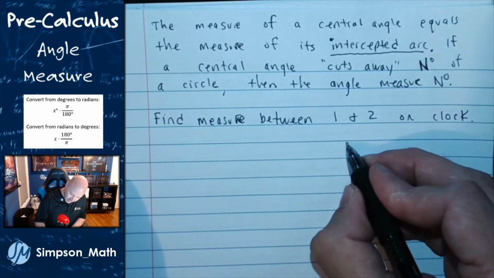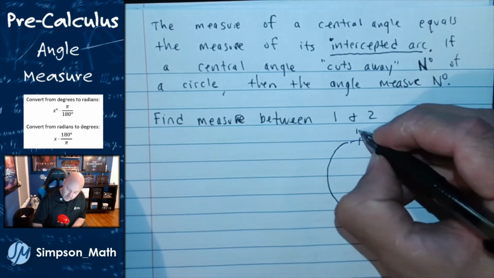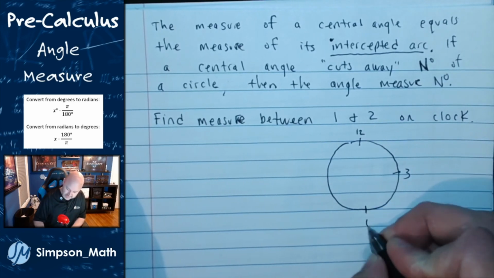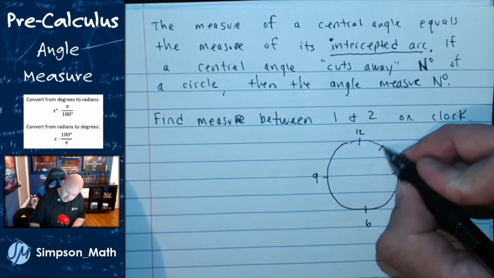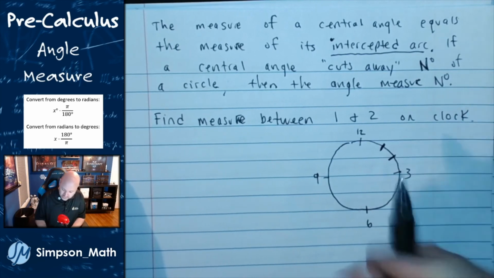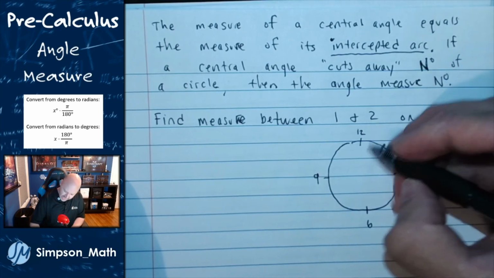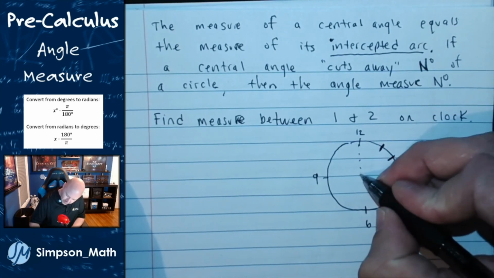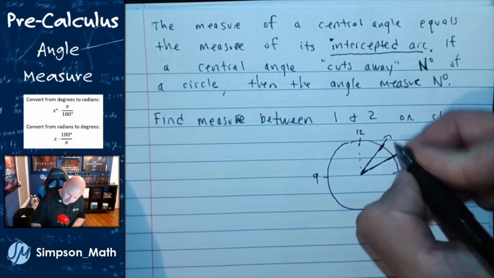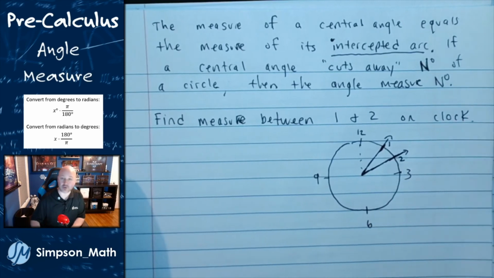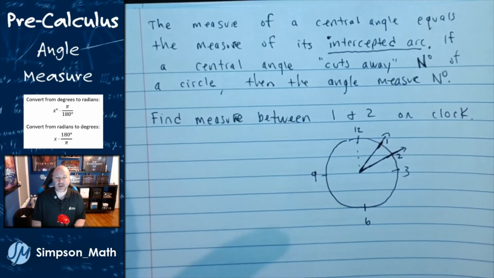So I'm going to draw my clock here the best I can. Due north is 12. I've got a 3 o'clock, 6 and 9. But I'm really curious about 1 and 2. So I'm going to cut those into 3 equal slices, 1, 2, 3, between 12 and 3. And I'm really curious about the distance between 1 and 2.